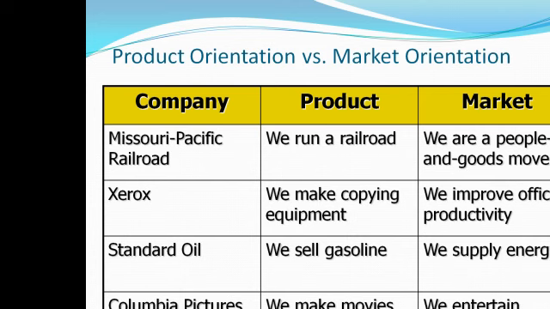Xerox, I'm sure you know, in the UK and US they also say "Xerox it." It's a copying machine. They don't say copy, they say Xerox it. They make copying equipment, and they are quite good at it, because all the big companies in the world use Xerox machines. That's the product. And what is the market? The market is improving office productivity. That's their market.